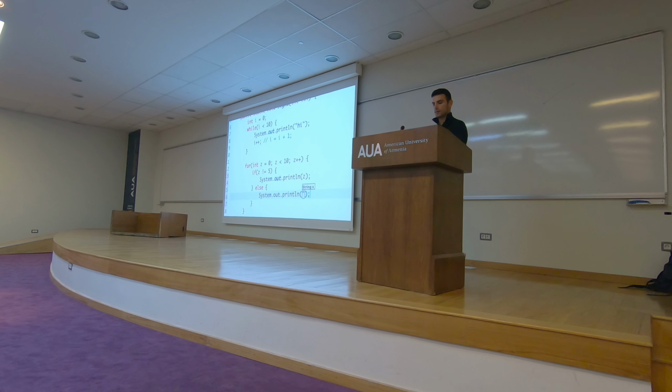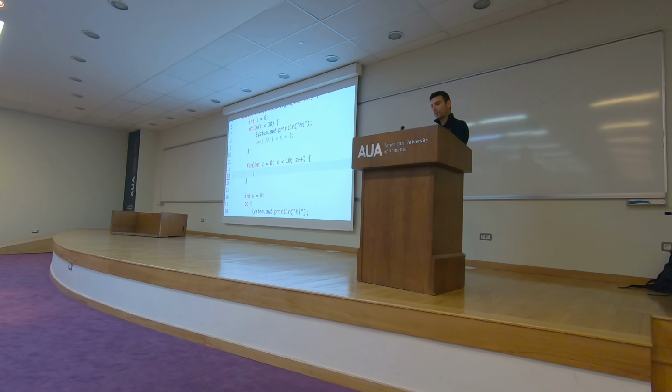system.out.println, Z is 5. Right? If it's not equal to 5, it will come here. Else, in other words, it is equal to 5, it will go in here. Fine? Easy logic. Yes? Good.